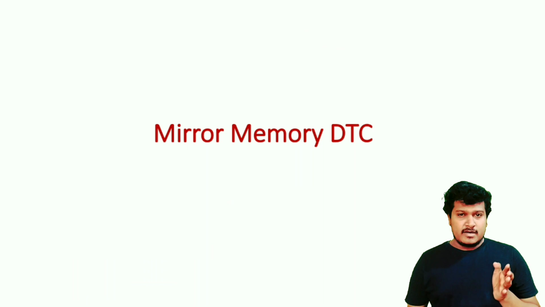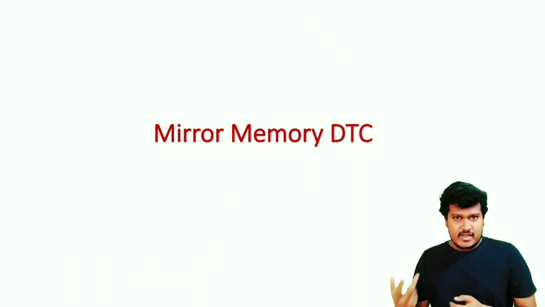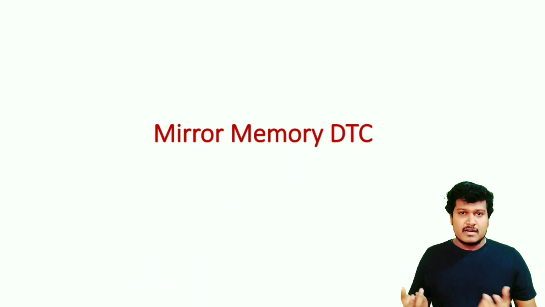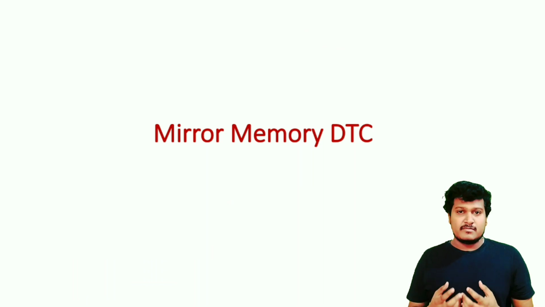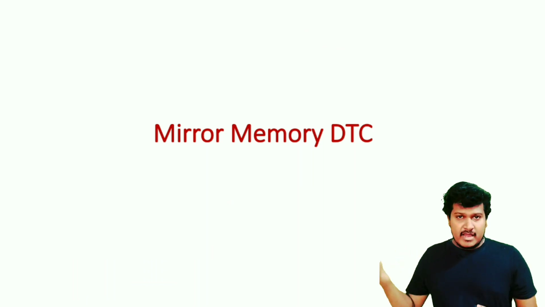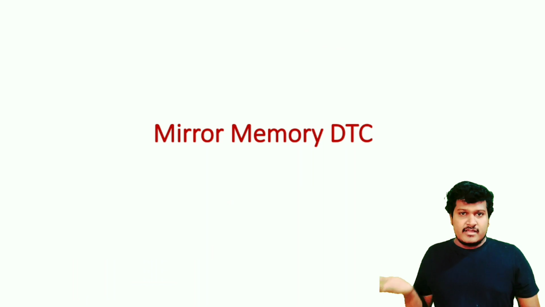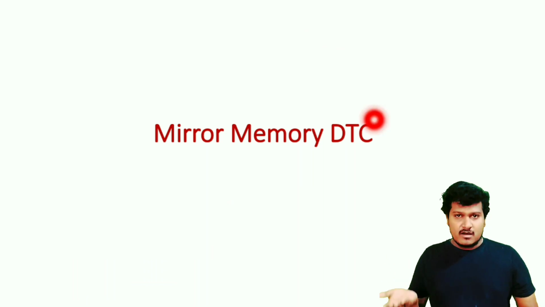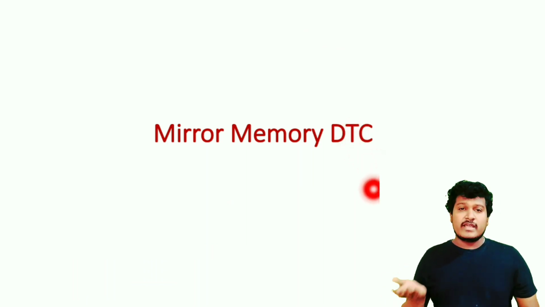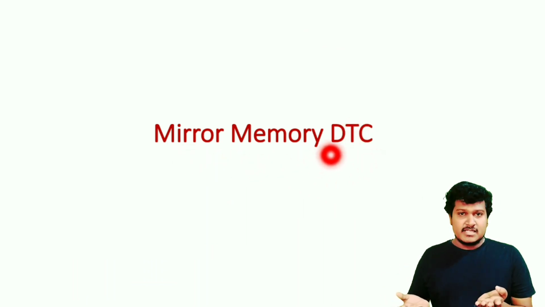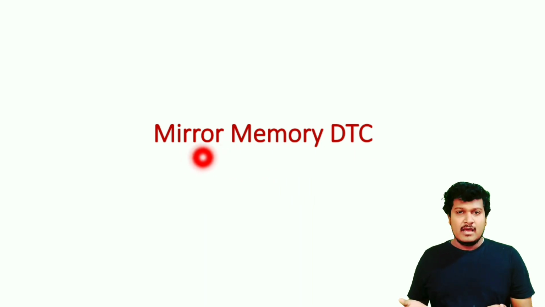The main difference between mirror memory DTC and normal DTC is this, and I'll explain it with a flow. Wherever a fault occurs, a DTC is created. Whatever DTC is created, we can read it, it may heal by itself, or we can clear it. But the mirror memory DTC is a memory that takes the original DTC as a copy and stores it there.